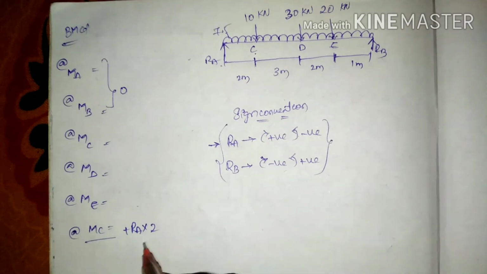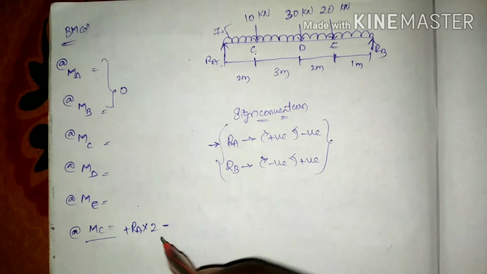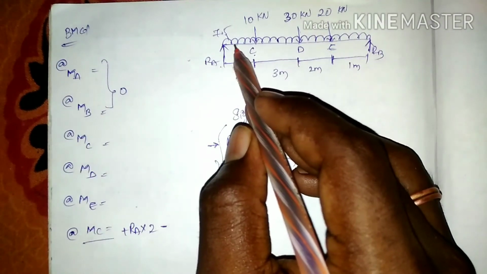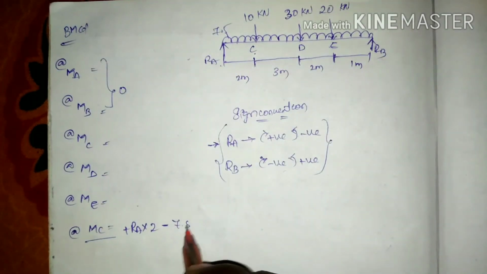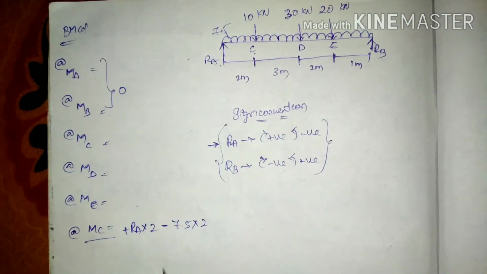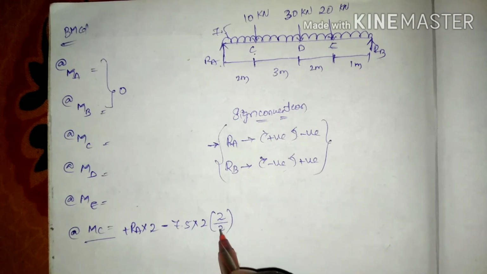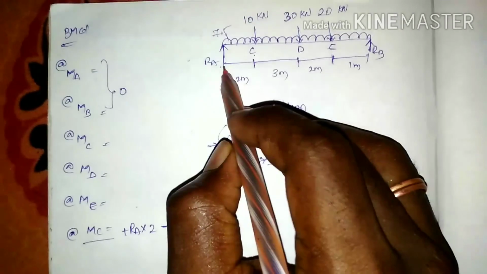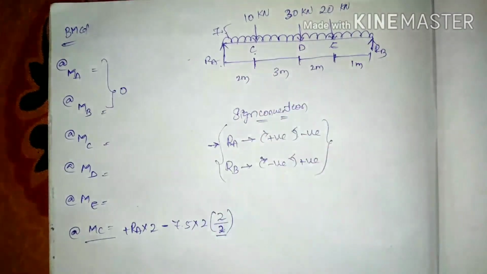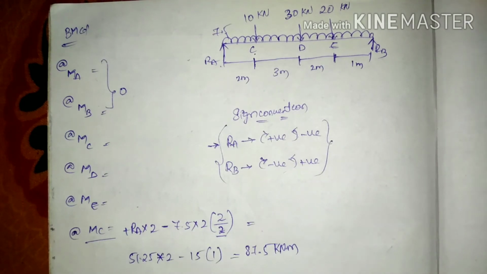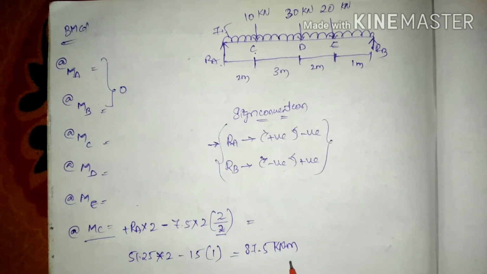Next, we also have a UDL, 7.5 into 2, which converts the UDL to a point load, then taking the moments from the midspan, that is 2 by 2. Just this 2 by 2, because we are taking only the moment about C. Then the value will be 87.5 kilonewton meter.